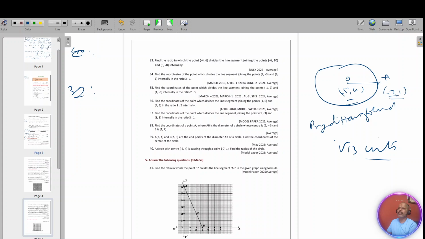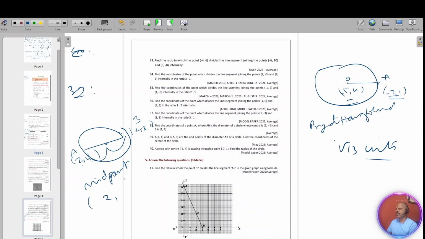See, these two are the points on the diameter of the circle. If it is a diameter, 2 comma 4 is there, 2 comma 8 is there. This is B, this is A, and find the coordinates of the center. So apply the midpoint formula: 2 plus 2 is 4, 4 by 2 is 2; 4 plus 8 is 12, 12 by 2 is 6. So the midpoint coordinates are 2 comma 6. You apply the midpoint formula. Okay, very simple. I explained the 40th before the 39th. I missed it seeing 39. Okay, thank you.